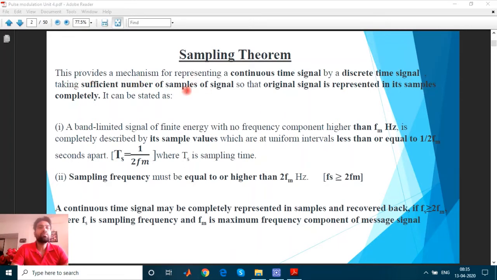This provides a mechanism for representing a continuous time signal by a discrete time signal, taking sufficient number of samples of signals so that the original signal is represented in samples correctly. It can be stated as: सीधी सी बात है. If a shape is here, suppose that this hand is here, this hand has certain envelope.